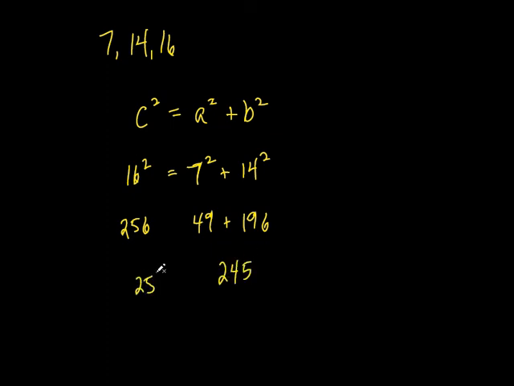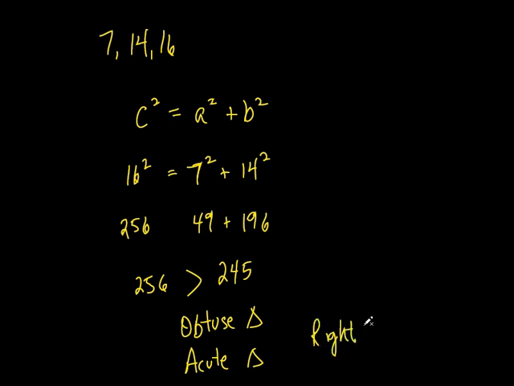I want you to see this real quick because this is going to be on the worksheet. 256. Is it equal to 245? No, it's what? It's bigger. So if it's bigger, it's an obtuse triangle. What if this was smaller? What kind of triangle do you think it would be? It would be an acute triangle. If it was equal, it would be a what? It'd be a right triangle. All right, that should be enough, and I'll give you the worksheet before you go.